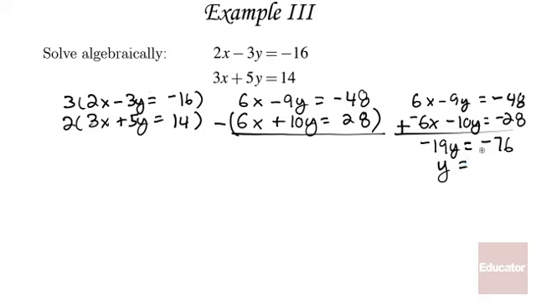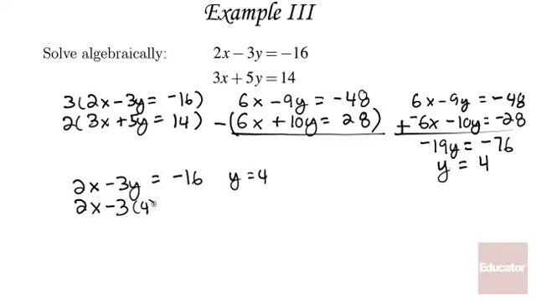Divide both sides by negative 19, and negative 76 divided by negative 19 actually equals 4, so it divided very nice and evenly. So I ended up with y equals 4. Now that I have that, I'm going to substitute y equals 4 into either equation. I'm going to choose the top one. So 2x minus 3y equals negative 16. Let y equal 4. So 2x minus 3 times 4 equals negative 16.